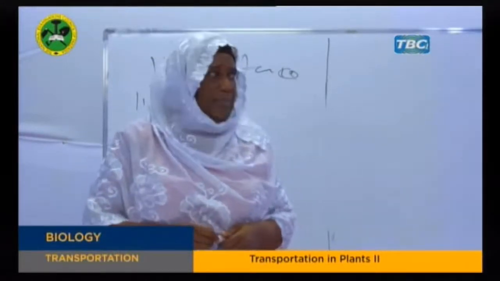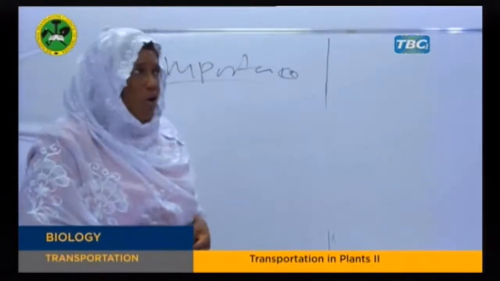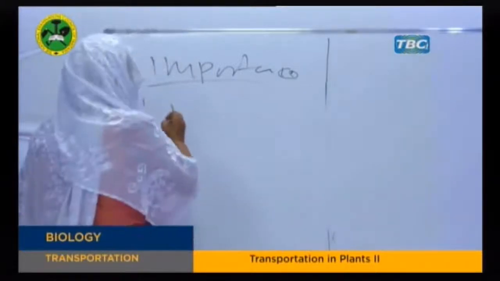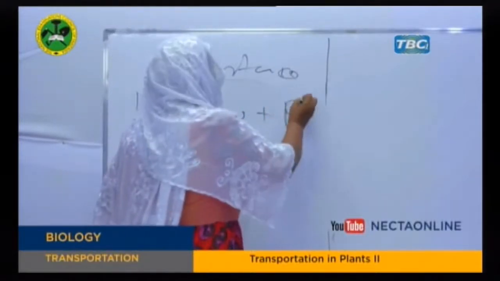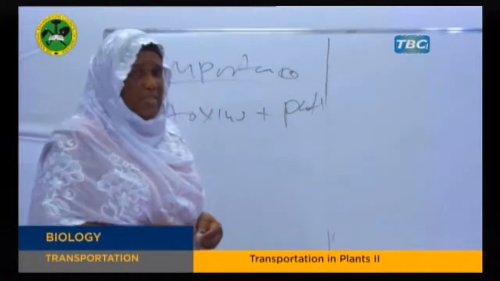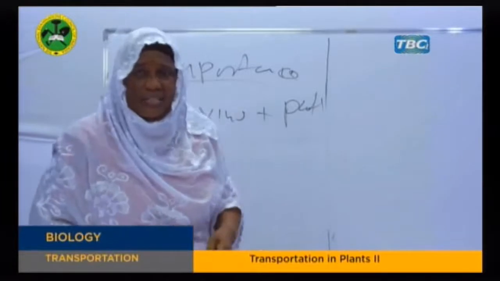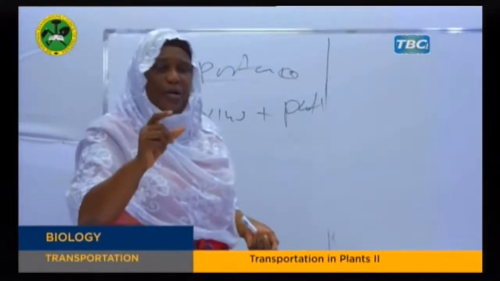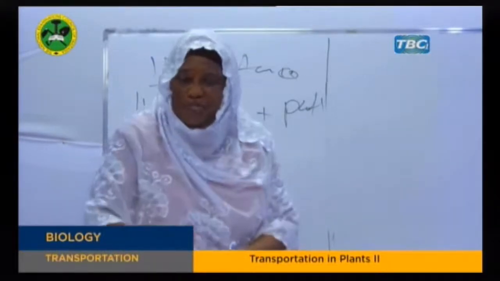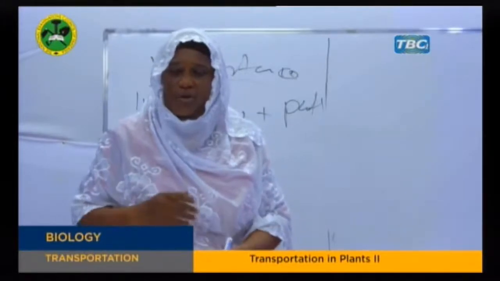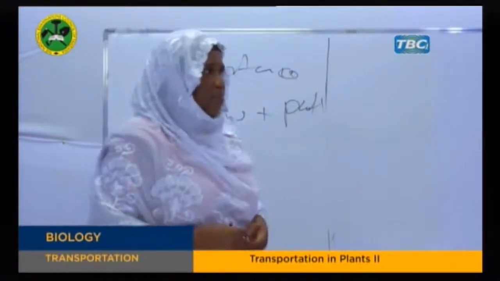That is 1. Second, it prevents entry of toxins and other pathogens. Therefore, you don't expect toxins to enter the xylem vessel. That is why materials which move along the cell wall should be pushed to enter the protoplasm in order to make sure that no toxins enter the xylem.